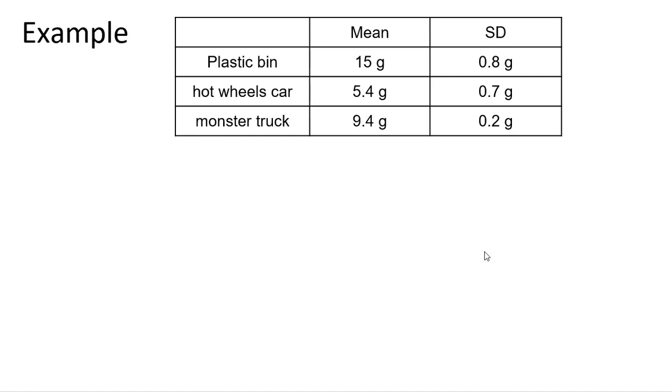Even if the plastic bins are all identical, even if you look at 100 identical plastic bins, just based on the process of making them, they could be a little bit more, a little bit less in weight. So there's a standard deviation there as well.